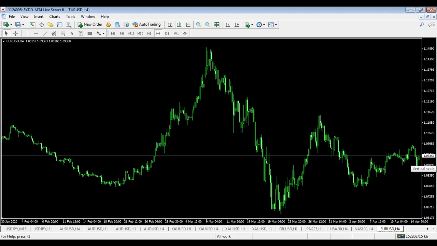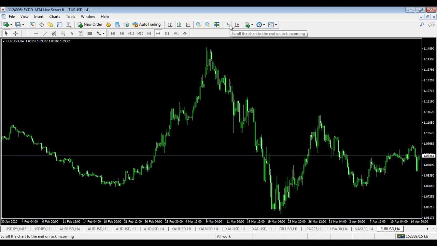For example, now it's 36, if you see. When 36 becomes 37, it means the price is rising up by 1 pip, okay? If the 36 becomes 35, the price is going down by 1 pip, okay? So now this is the price. We calculate it by pips.